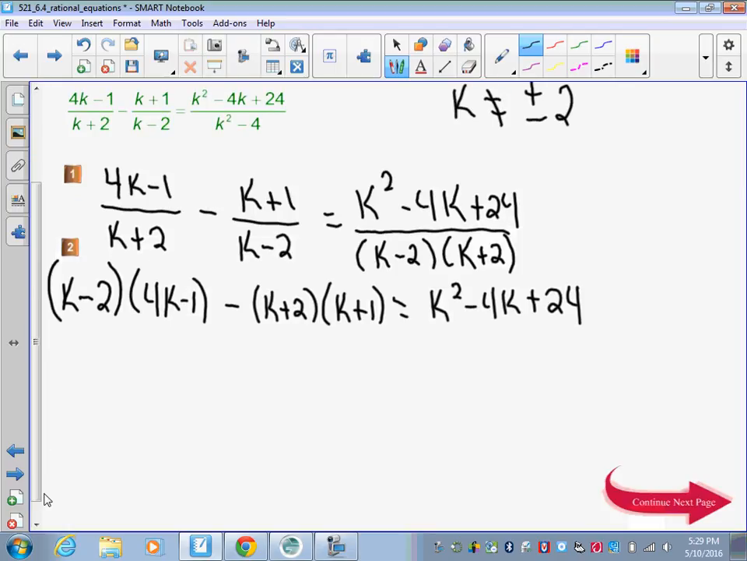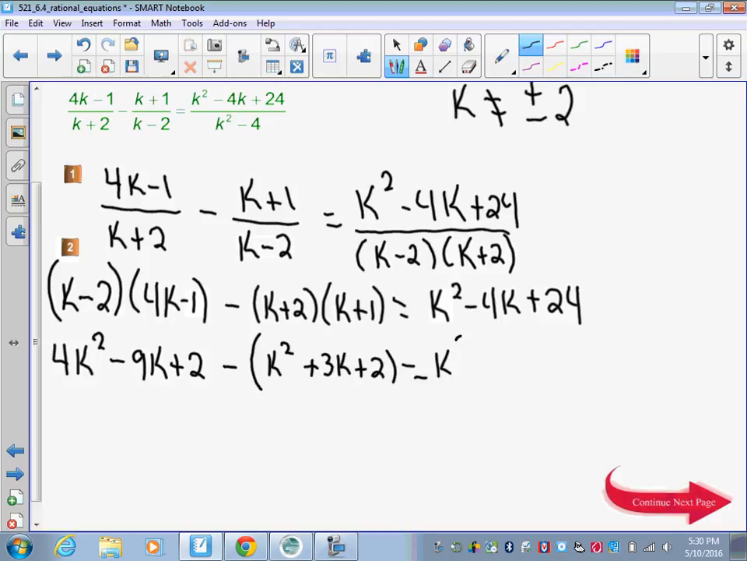We'll keep moving. Now we need to apply the distributive property so that we can collect all of our like terms and solve the quadratic. Okay, so that's going to leave us with 4K squared. That's going to be, if you do the outside terms, a negative K and a negative 8K, so altogether you have a negative 9K plus 2. Subtract, I'm going to use a bracket here to make sure I don't mix up any negatives. K squared, a K and a 2K makes 3K plus 2. K squared minus 4K plus 24.